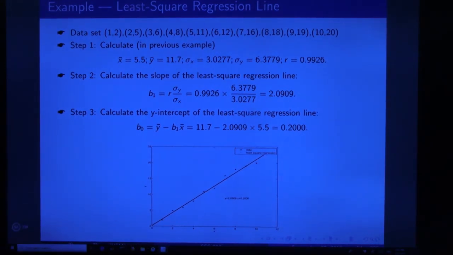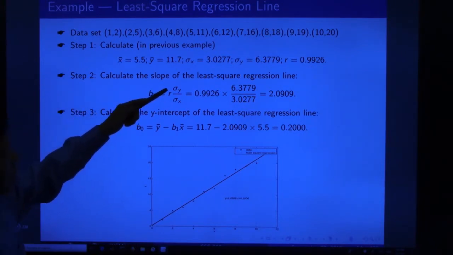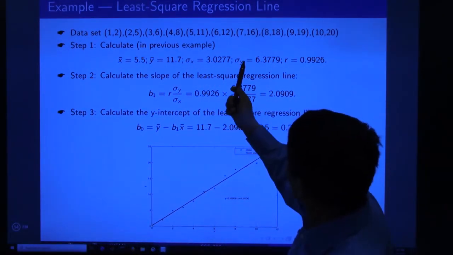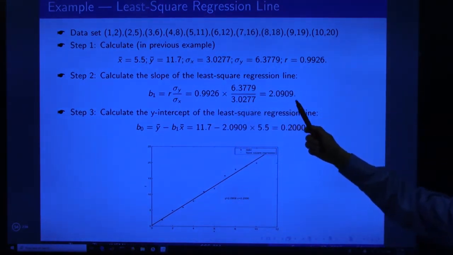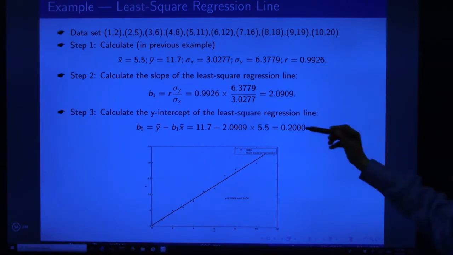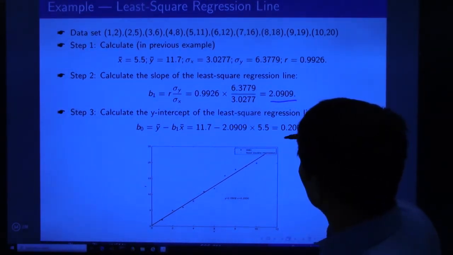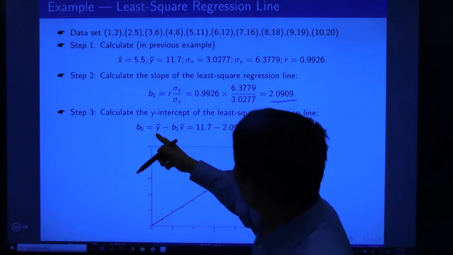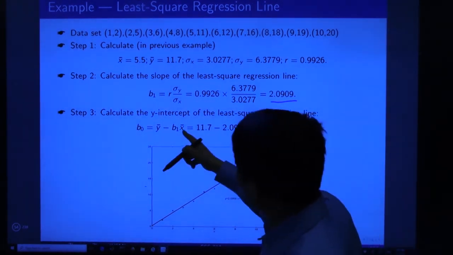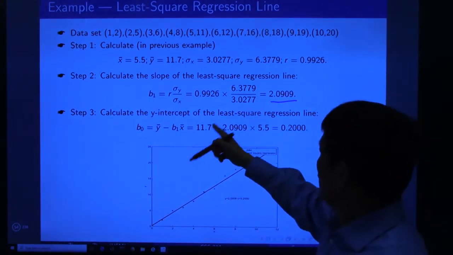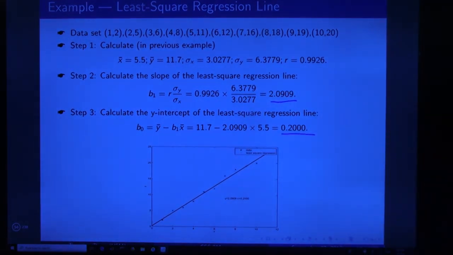The next step is to calculate the slope of the regression line, which is B1. By definition, B1 equals R times sigma y over sigma x. R is here, sigma y is here, sigma x is here. So we plug in these three numbers, and we get 2.0909. So this is B1. For B0, B0 equals y bar minus B1 times x bar. y bar is here, B1 is calculated already, and x bar is here. So we plug in the numbers again, and we get the y-intercept equals 0.2.